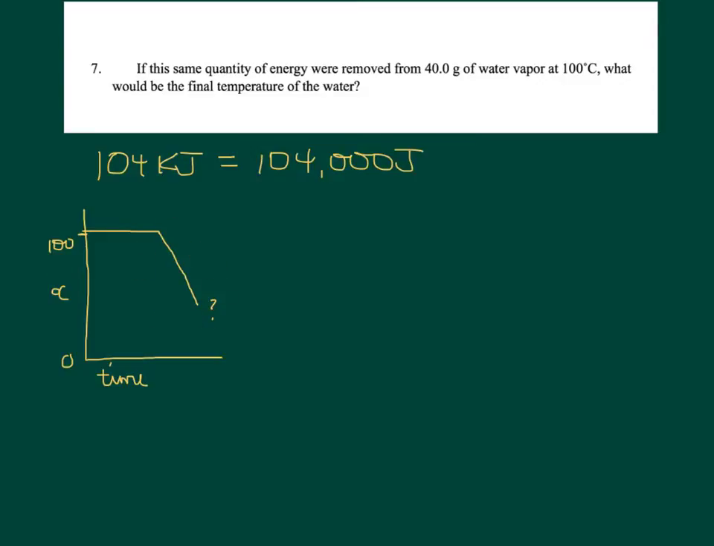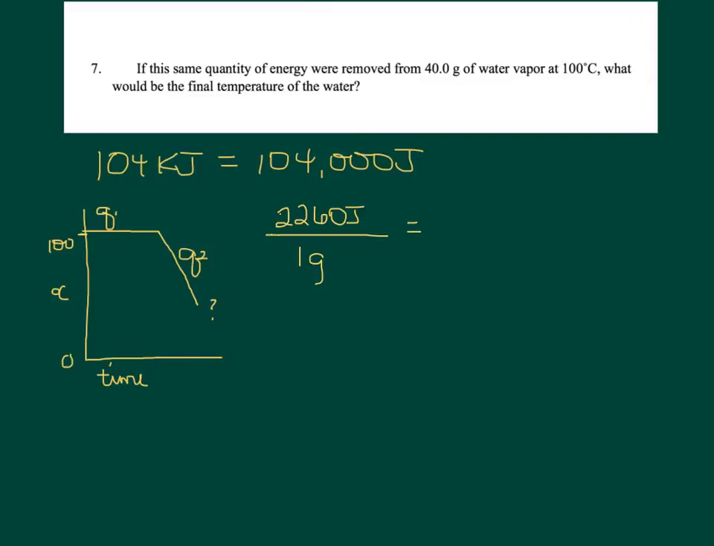So let's go ahead and label these. I'm going to call this Q1, and I'm going to call this Q2. So looking at Q1, I need to ask myself, which of the values at the top of your worksheet are going to be useful here? Well, this is a phase change from vapor to liquid. So the value that's going to be helpful is the heat of vaporization of water, which is 2,260 joules required to phase change every 1 gram of water. So 2,260 joules for every 1 gram of water.